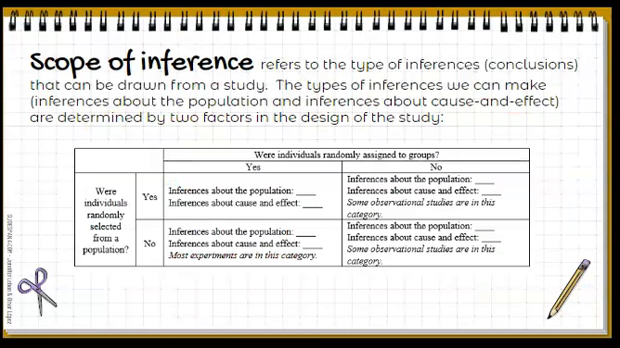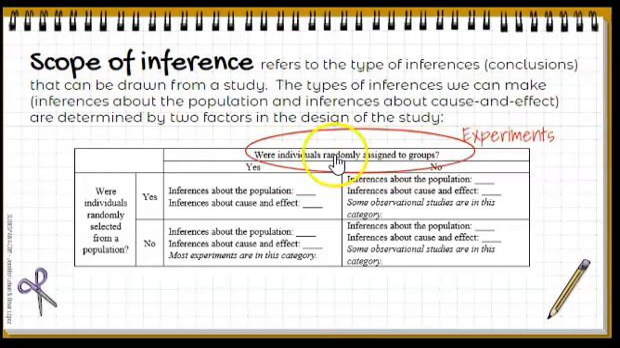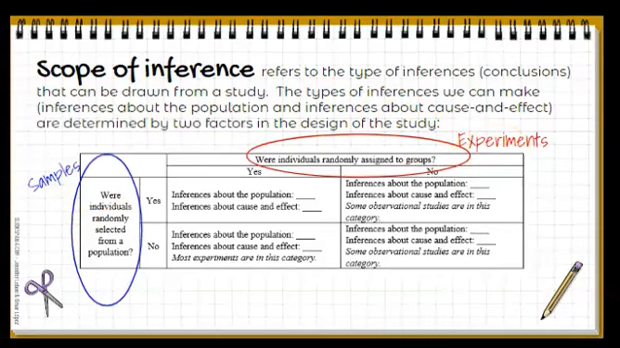Now, scope of inference refers to the type of inferences or the conclusions that can be drawn from a study. The types of inferences we can make about the population and about a cause and effect relationship are determined by two factors in the design of the study. The first is, were the individuals randomly assigned to groups? Well, that means an experiment was done where they are randomly assigned to two different groups. Then you'll have to also consider, were individuals randomly selected from a population? That's in the sampling process to get to our experiments. All right, let's see how this works.